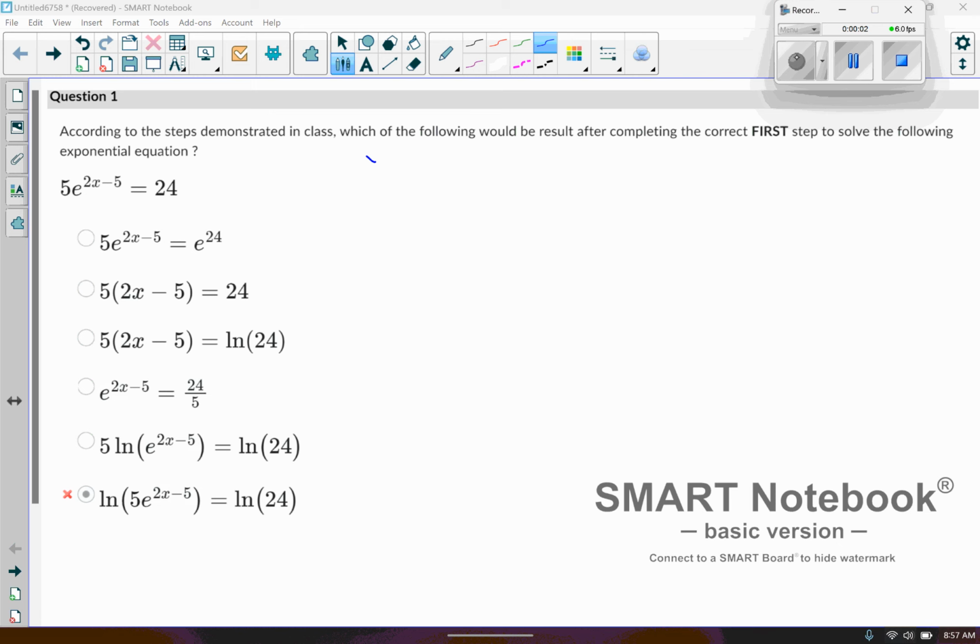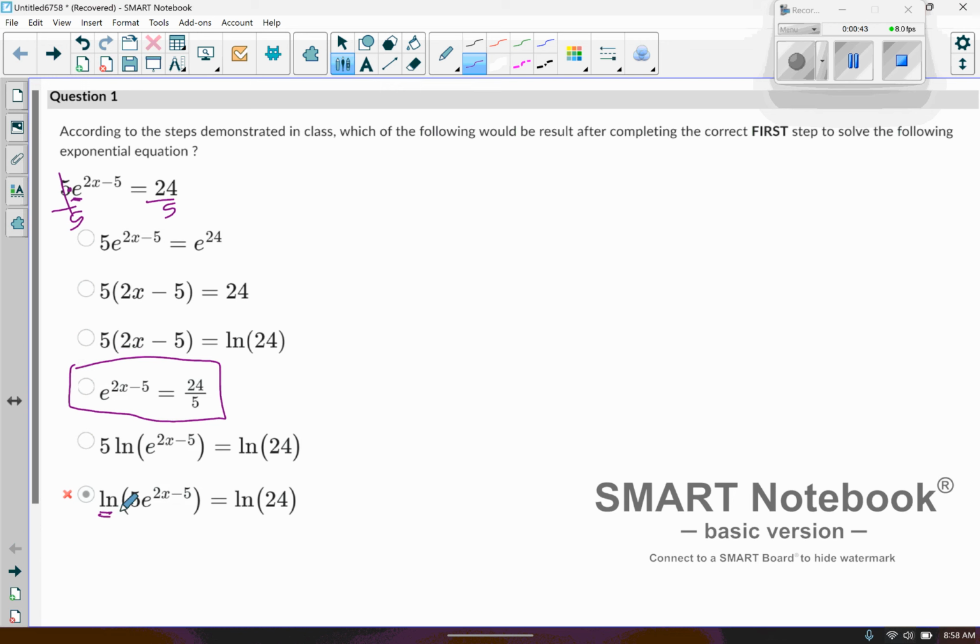Okay, so looking at this first one, it says, according to the steps demonstrated in class or on our video, which of the following would be the result after completing the correct first step in solving for an exponential equation? So you always want to isolate the base of your exponential equation. The base in this case is e, so that 5 is not part of the base. So we would start off by dividing both sides by 5. That would be the first step you want to do, and that would give us this result right here.